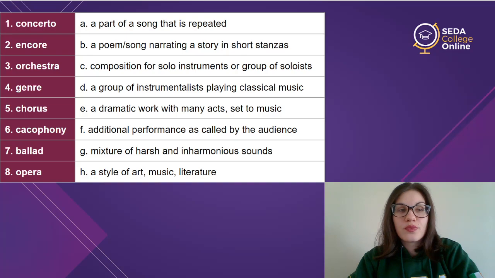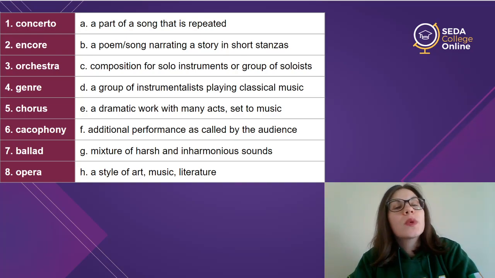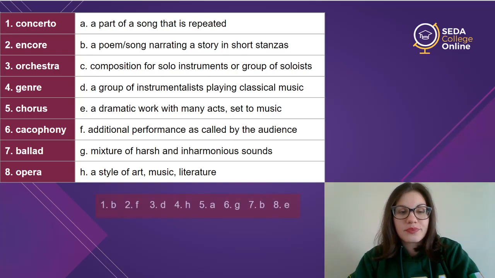Concerto. Encore. Okay, so you see that the sound here is not E. Sorry, it's closer to an O. Encore. Orchestra. Genre. Chorus. Cacophony. Ballad. Opera. Okay, we have a few strange pronunciations and we will talk about it a little bit more in a few minutes, okay? So let's take a look at the answers first.